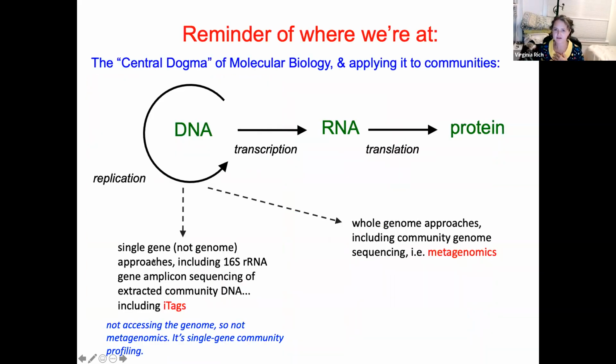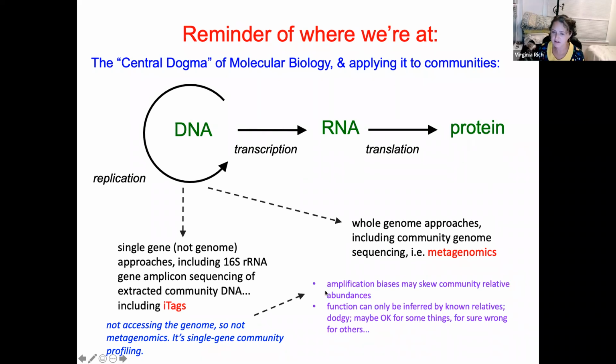So reminding ourselves of where we're at with metagenomics, we've got DNA. We can do single gene approaches. That includes the 16S RNA gene amplicon sequencing. That includes iTags. You're not accessing the genome here. You're looking at a single gene, not the whole genome. So it's not metagenomics, it's single gene community profiling. And in contrast, you have whole genome approaches, and this can include community genome sequencing, i.e. metagenomics.